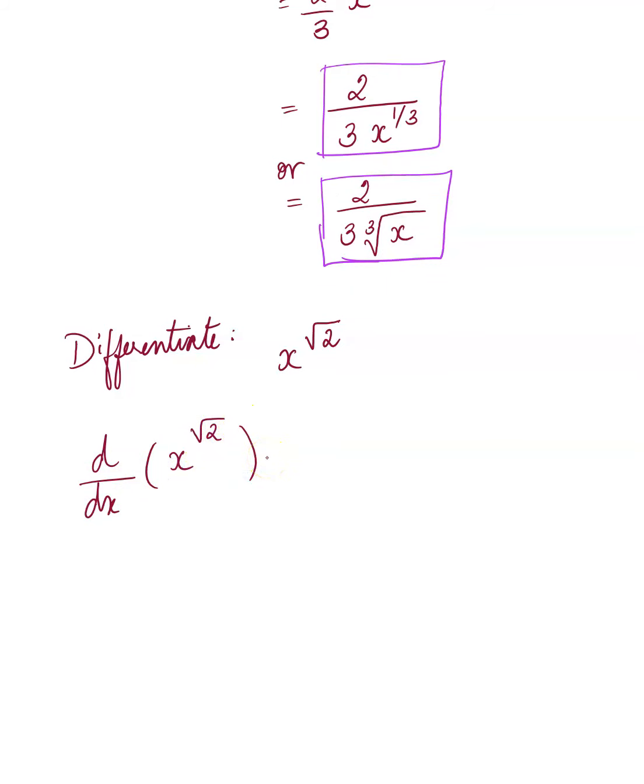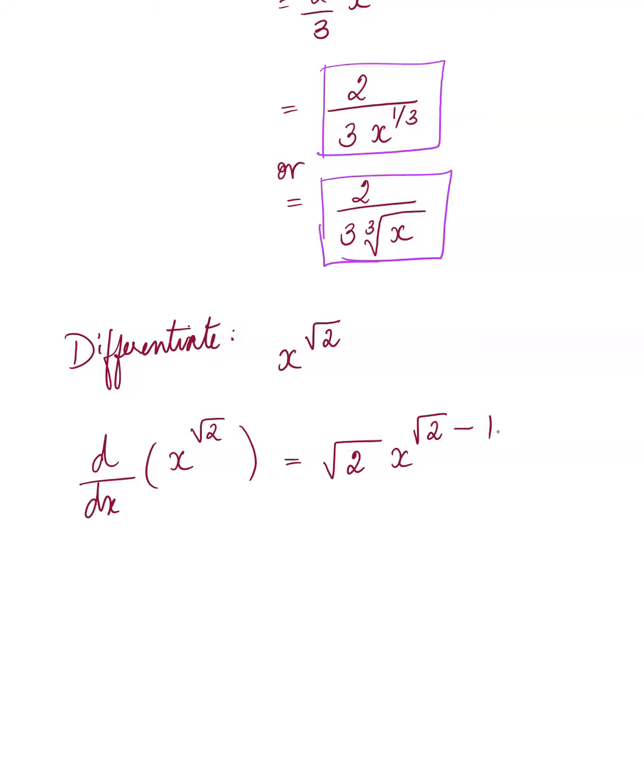I'm not introducing a y. You are totally welcome to do that, for which you'll have to say let y be equal to x power root 2, and then you could do dy over dx. I'm saving a step there by just using the given function as it is. So that's going to be root 2 x power 1 less than that, right? So root 2 minus 1.